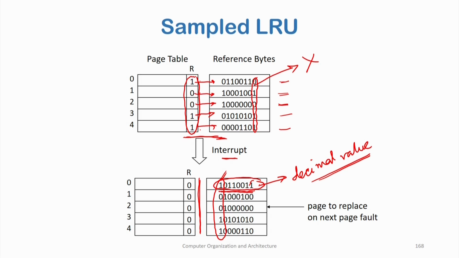So, this is what tells me the numerical value of this byte. I will replace the page having the lowest numerical value of this byte. Again, for all pages having the same numerical value of this byte, I will choose that page which came into the memory at the earliest. So, among all pages having the same value of this byte, I will use the FIFO strategy for choosing the page which has to be replaced.